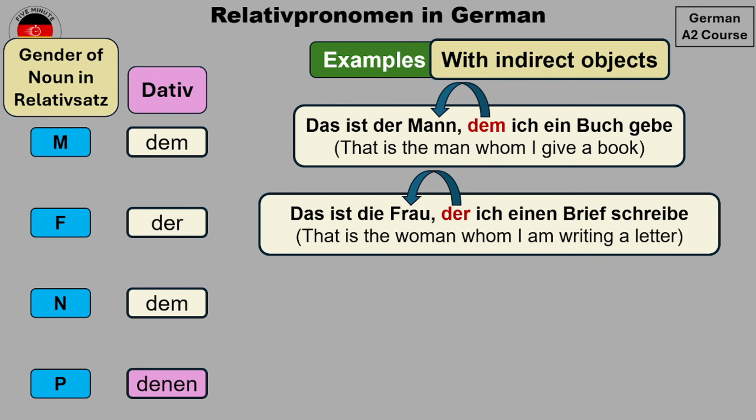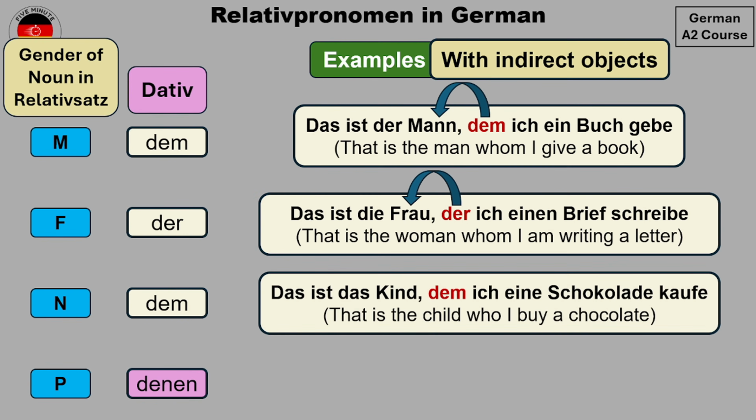An example with the neuter case will be, Das ist das Kind, dem ich eine Schokolade kaufe. That is the child for whom I buy a chocolate. Again, you see that das Kind is the indirect object in the Relativsatz. That's why we have used dem.